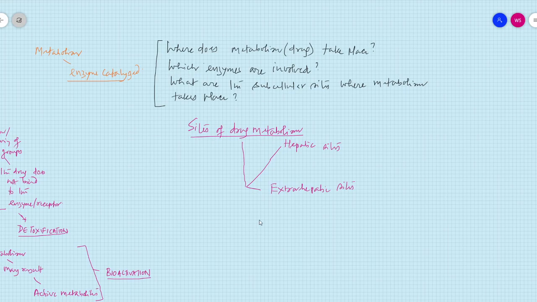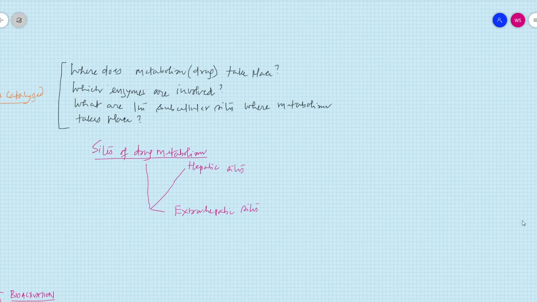So now the question is, now that we have defined an organ, which are the subcellular sites where the metabolism takes place? The functional unit of the liver, let's draw a liver here, would be the hepatocyte. So this is a cell. Now, which are the subcellular sites? Which are the regions within the cell where these enzymes are found? That's the question we are trying to explore now.